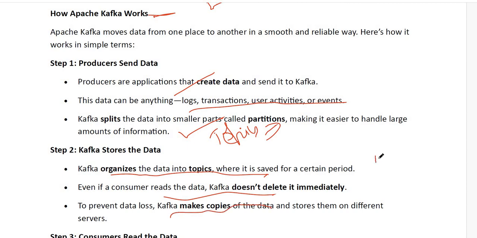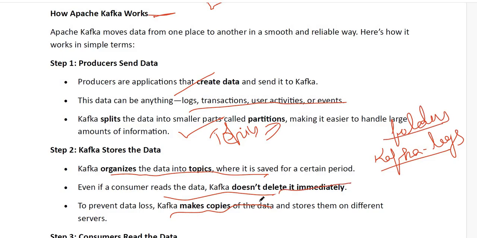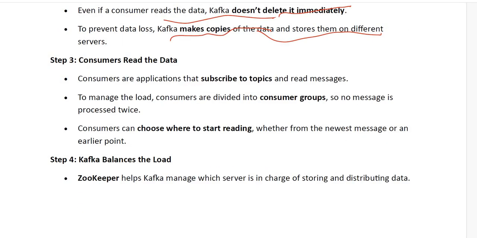See, I will show you practically. There is a thing called Kafka logs. So here everything will be stored in the Kafka logs folder. There we can see how the log data is stored. So everything doesn't get deleted immediately, so data will not be lost. It is highly reliable in Kafka. So Kafka stores the data. It doesn't delete the data directly. And what is the next one?